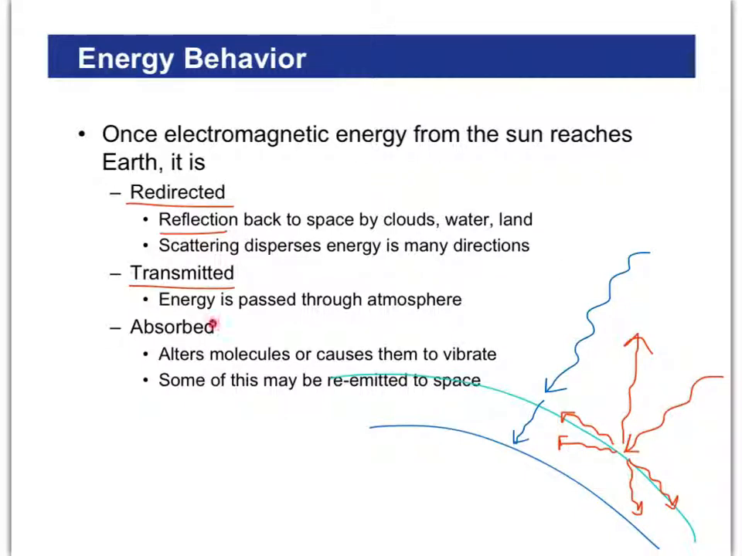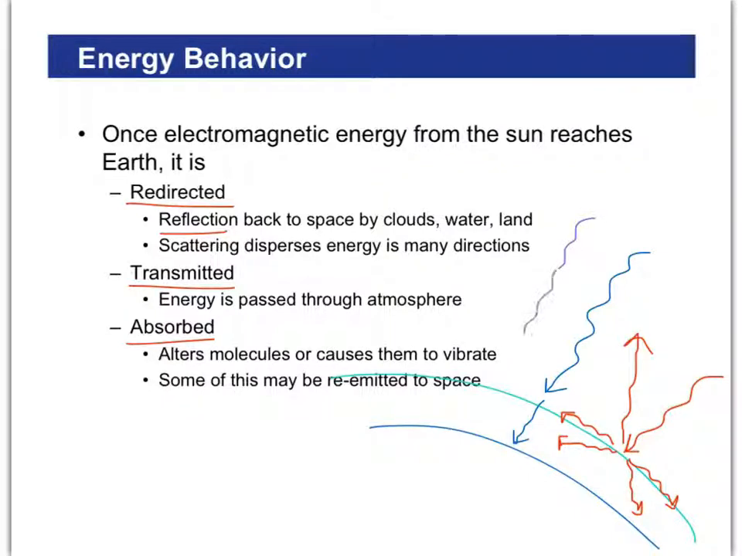The third thing that can happen is that it can be absorbed. And our atmosphere is very good at absorbing certain kinds of radiation as well. One kind that it absorbs pretty well is infrared. It looks like I already used red, but I'll change to, heck with it. It also absorbs ultraviolet. So yeah, we'll do that.